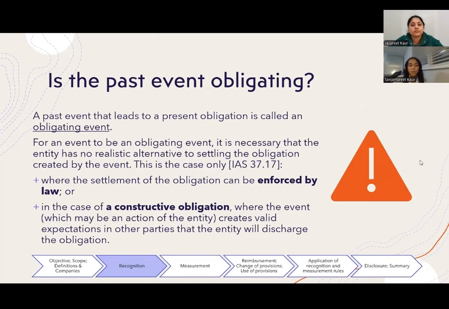How is the past event obligating? A past event that leads to a present obligation is called an obligating event. There can be two reasons for that past event to be obligating. The first one can be a legal reason. Let's say there is a legal requirement by the government to remove a specific asset from a natural resource. The second one can be a constructive obligation, which can be due to a company's policy. Let's say the company has some refund policies, so the company should adhere to that if a customer wants a refund. Next slide, please.